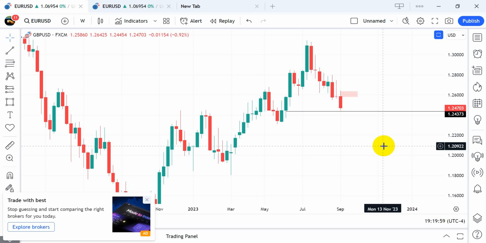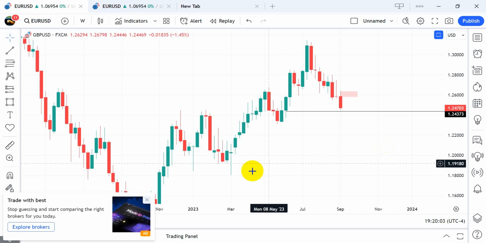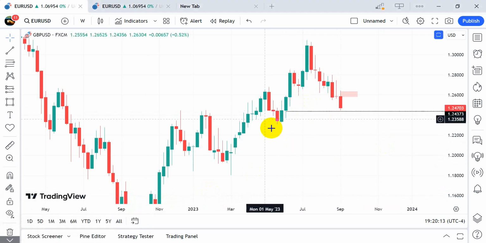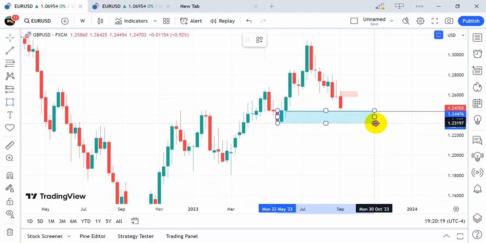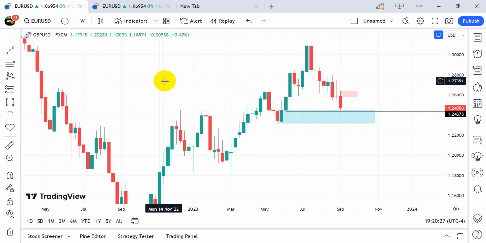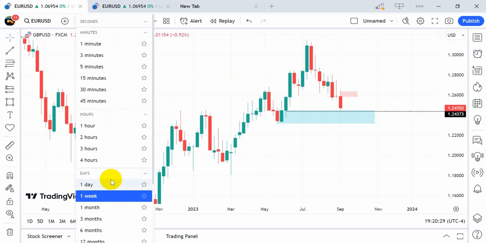We are going to be doing a little analysis on GBPUSD, and as always, I am going to start from the weekly time frame. So what do we have here? First, I would like to point your attention to this weekly order block here. It's a bullish order block, and price is approaching that bullish order block. All right, now let's scale to the daily time frame.